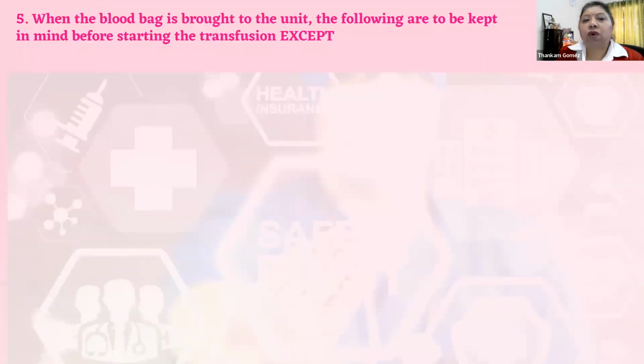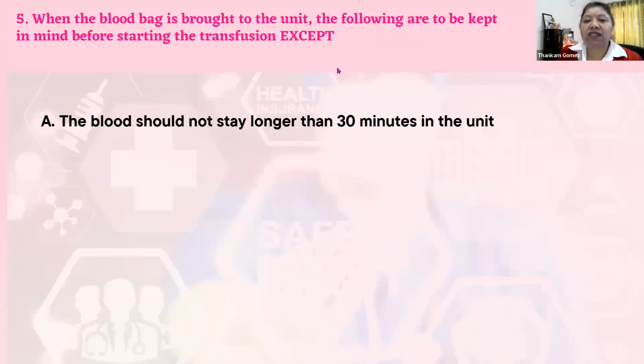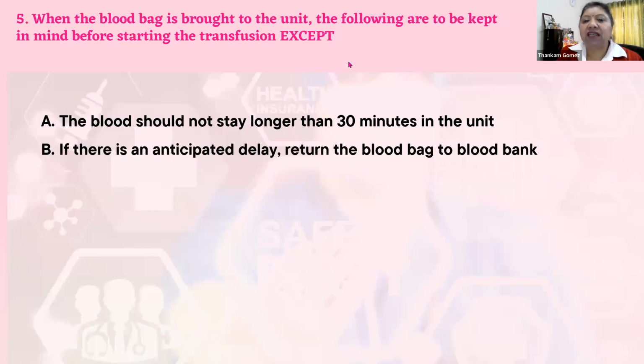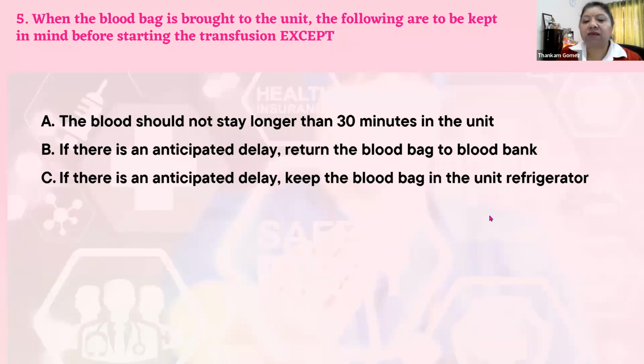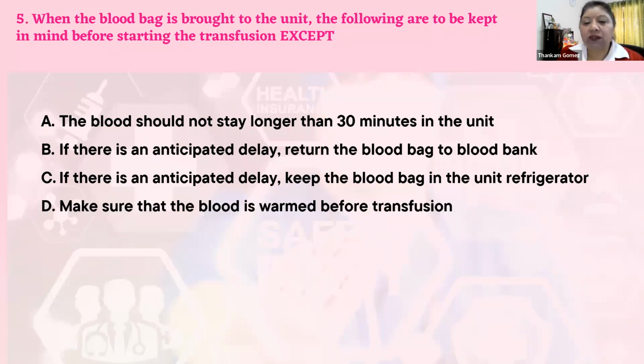So when a blood bag is brought to the unit, the following are to be kept in mind before starting the transfusion, except, you have to pick the wrong answer. The blood should not stay longer than 30 minutes in the unit. If there is an anticipated delay, return the blood bag to blood bank. If there is an anticipated delay, keep the blood bag in the unit refrigerator. Make sure that the blood is warmed before transfusion. So what will be your answer? What is the except here? Which is not the correct answer?